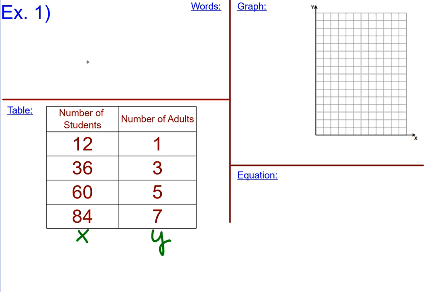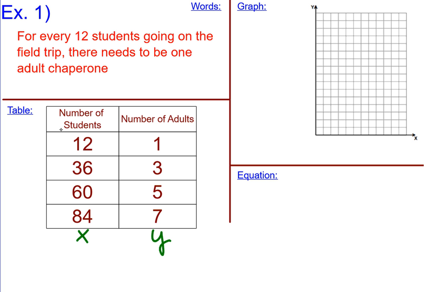So let's think about something here. I've got one here, and I'm sure we can think of more. But let's say for every 12 students going on a field trip, there needs to be 1 adult chaperone. So if there are 24 students, we would need 2 adults. If there are 36 students, we need 3 adults, so on and so forth. We can see through this because what's happening is, in order to get from 12 to 1, right, what are we doing?